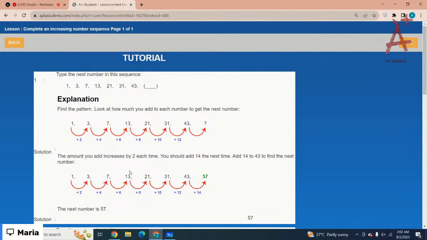For the next number, the amounts are 2, 4, 6, 8, 10, 12. Now you have to add 14 for the next number, right? Because the amount is increasing by 2 each time. So for the next number, you have to add 14. So 43 plus 14 makes 57. So the next number is 57. Got it?